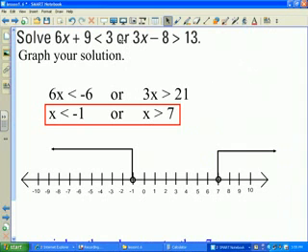For a compound inequality where it's an or inequality, I simply take the two simple inequalities and solve them separately. So solve this simple inequality separately and get x is less than negative 1. Solve this simple inequality and get x is greater than 7. And then I can indicate those graphically here or algebraically here.